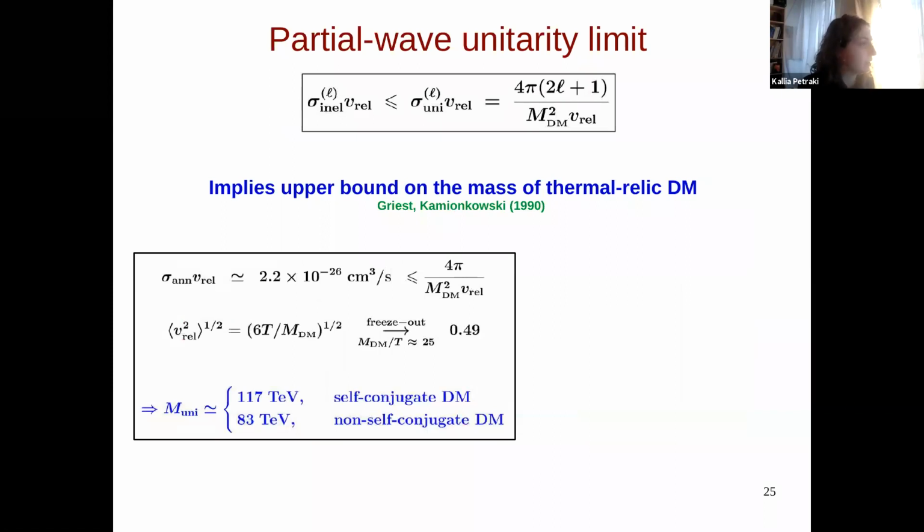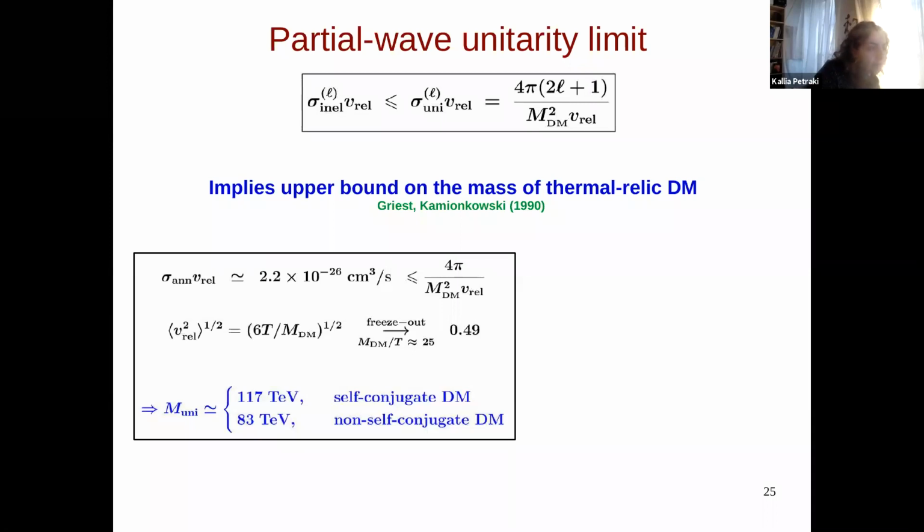Back in the early 90s, Griest and Kamionkowski wrote a seminal paper where they pointed out that this upper limit on the inelastic cross-section implies an upper limit on the mass of thermal-relic dark matter. This is because to have thermal-relic dark matter, we need a certain annihilation cross-section, today's value of the canonical cross-section. This cross-section has to obey the upper limit on the inelastic cross-section. And from here, by plugging in a typical value of the relative velocity during freeze-out, we can find an upper limit on the mass of thermal-relic dark matter, which is of the order of 100 TeV.